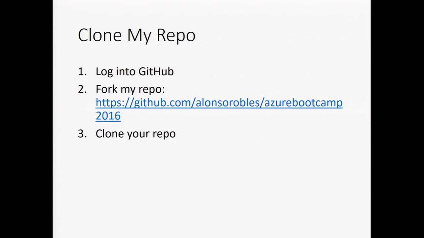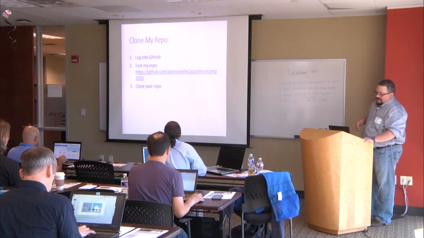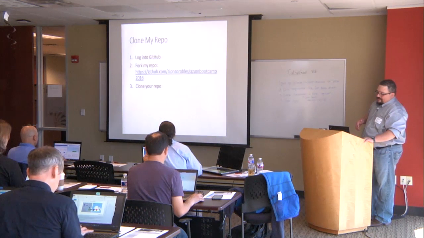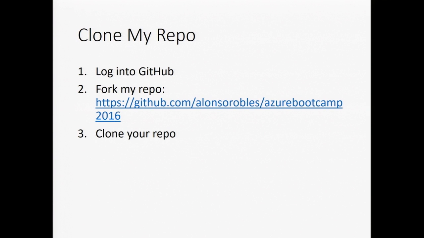So to do this, step 1, clone my repo. Go log into GitHub. So we're going to go to GitHub, and you guys are going to go to that URL, github.com/Alonso Robles with an S, Azure Bootcamp 2016. And I actually wrote clone, so fork my repo.